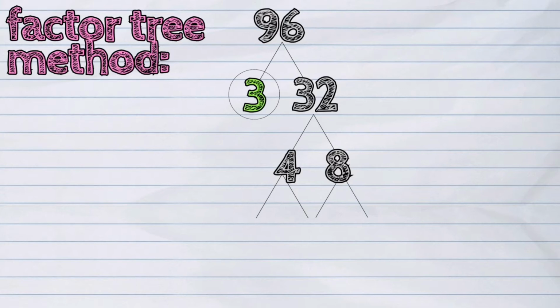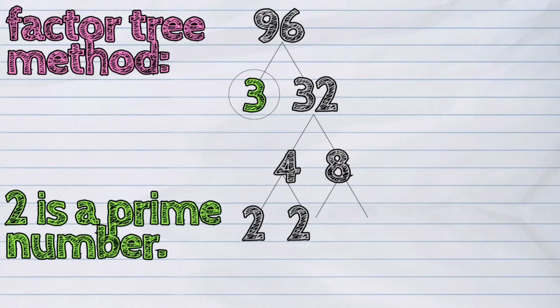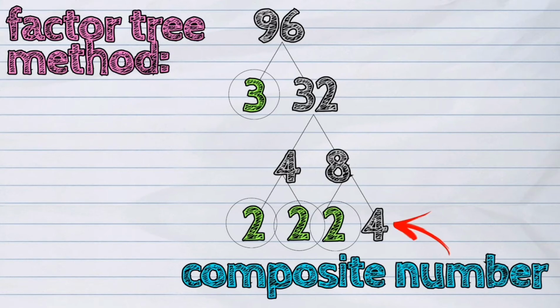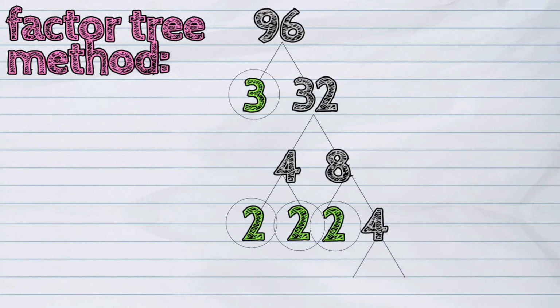The factors of 4 are both 2. 2 is a prime number. It means we should encircle both numbers. The factors of 8 are 2 and 4. So again, 2 is already a prime number. Meanwhile, 4 is a composite number. So we need to still get its factors. Again, the factors of 4 are both 2. So we both encircle them.